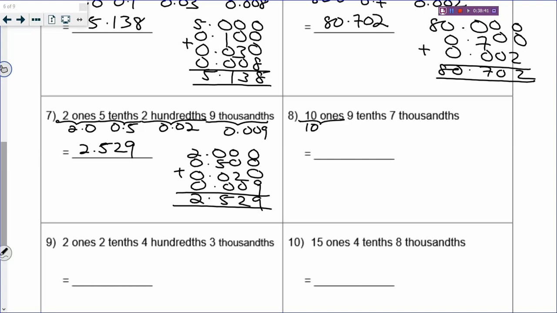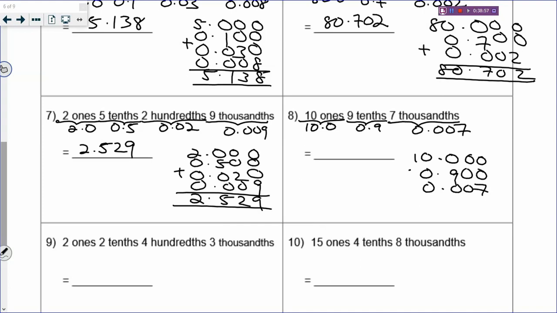The way is to do what I'm doing, right? 10.0, 0.9, 0.007, and then add them all together. Alright, like this. Okay, and if you are very good, you can do it faster already. You can just add all the digits together: 7, 0, 9, and 10. So your answer is 10.907.